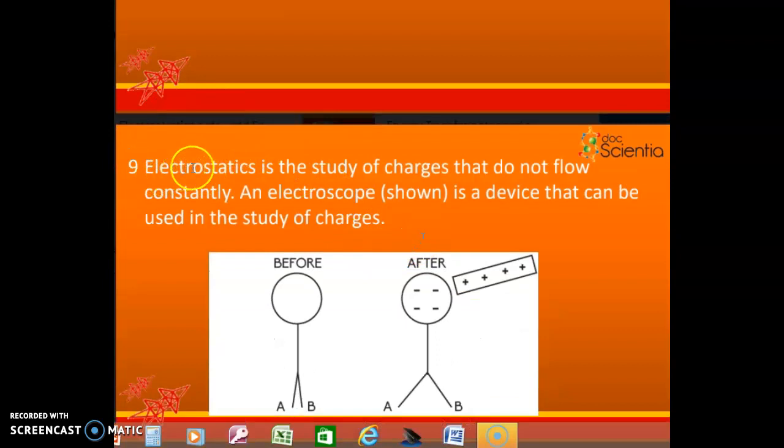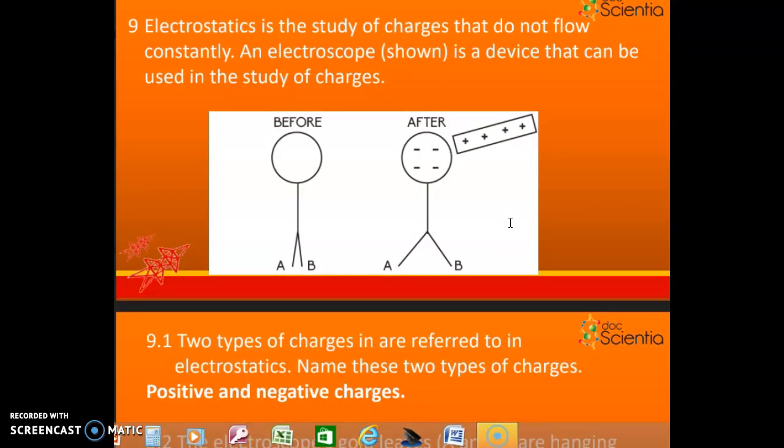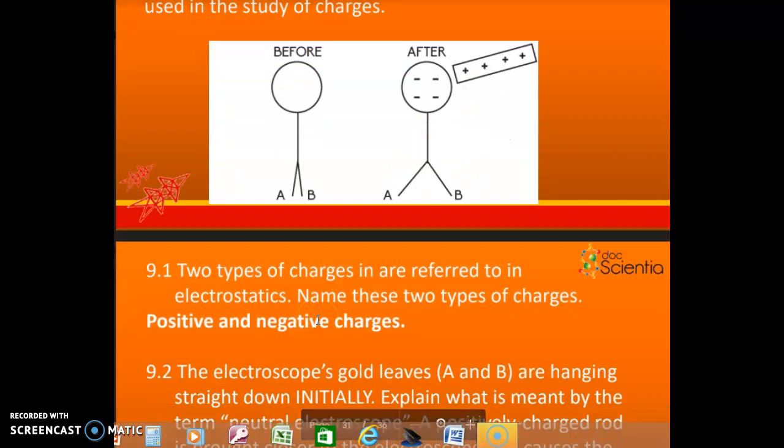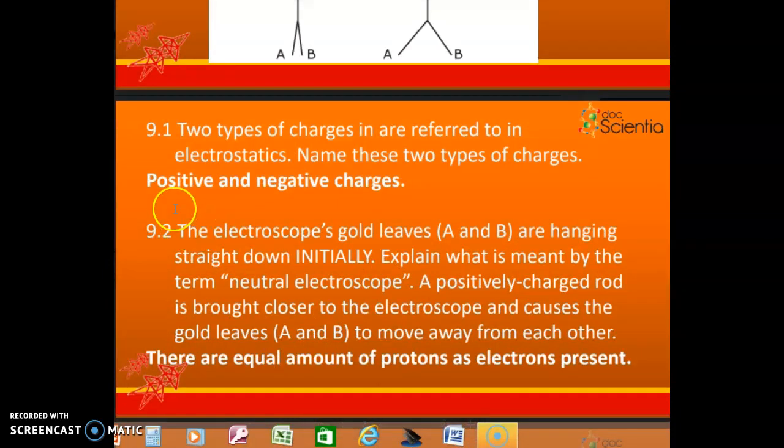Number 9. Electrostatics is a study of charges that do not flow constantly. An electroscope shown is a device that can be used to study these electric charges. So this. Number 9.1 asks, two types of charges are referred to in electrostatics. Name these two types of charges. Positive and negative charges.